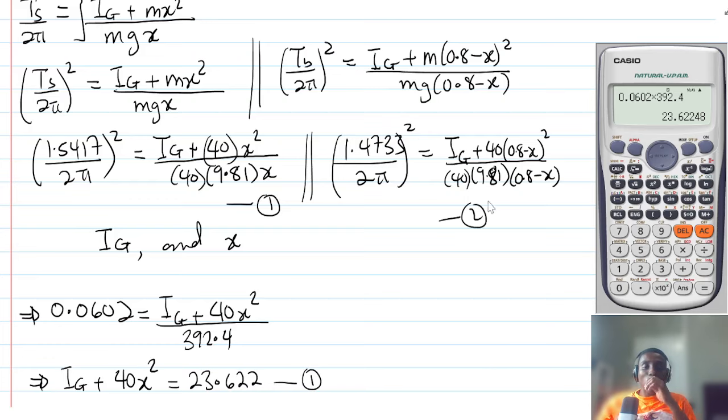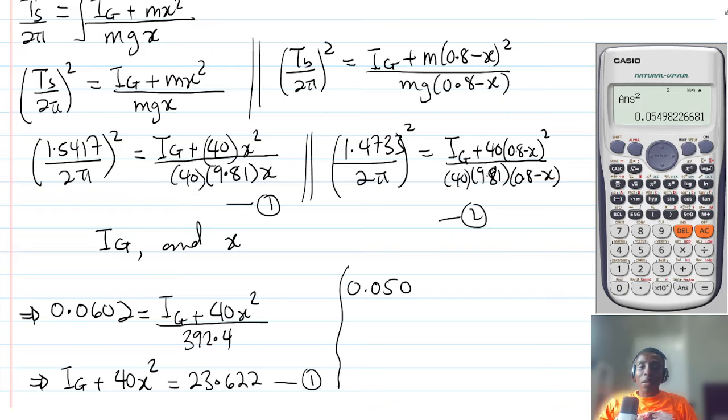So we need to also come here and do the same thing. I hope now you are getting the picture of how the answer is going to be, because at the end of the day we are just going to solve simultaneous equations. We are done with the vibration, so forget about the vibration for now. We are just doing simultaneous equations. So 1.4733 divided by 2π. Now if you do this and then square it, you have 0.05, let's say 0.05.